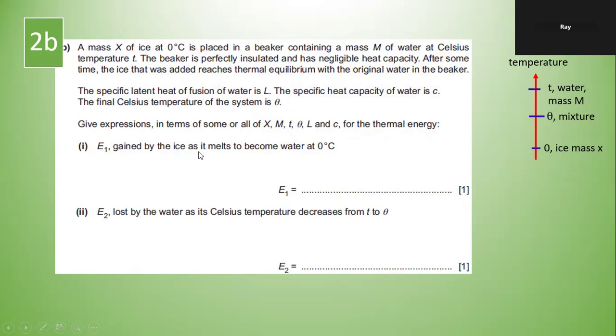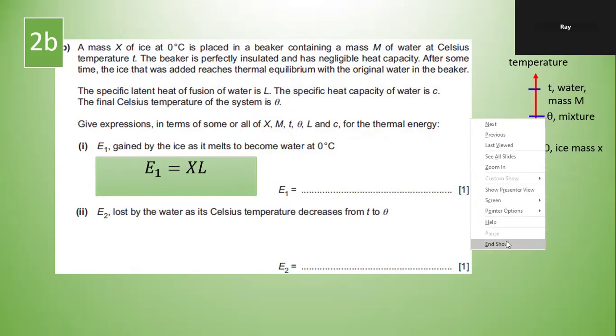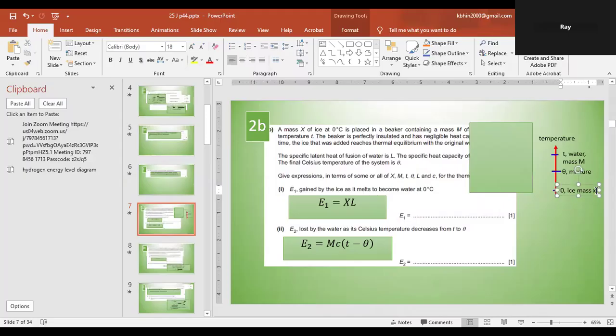by the ice as it melts from 0. That's simple. Mass of ice times L. And then E2, lost by water as its temperature decreases from T to theta. That mass decreases to that. They use capital X, so we should also follow them and use capital X.